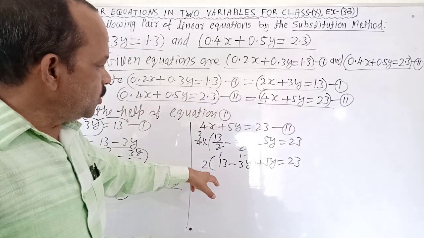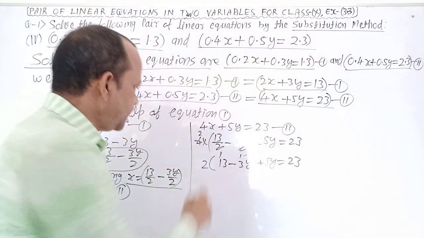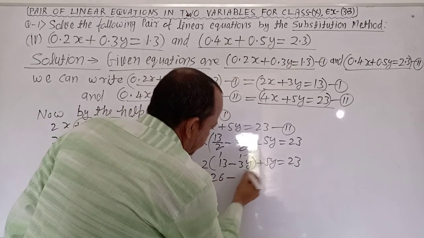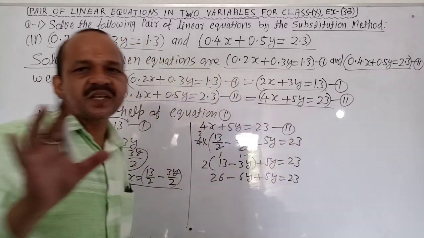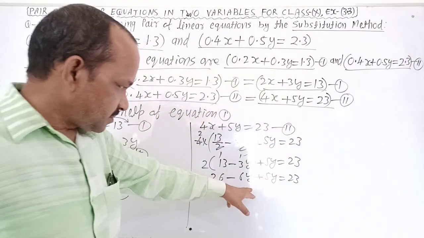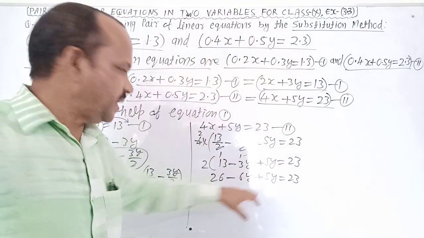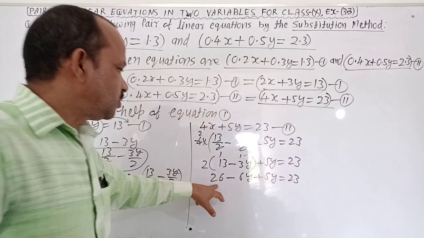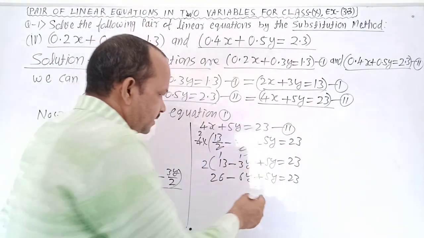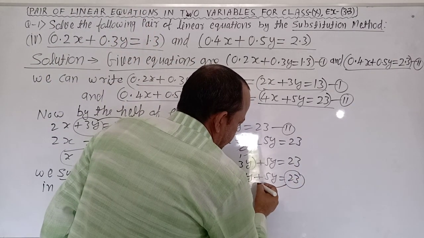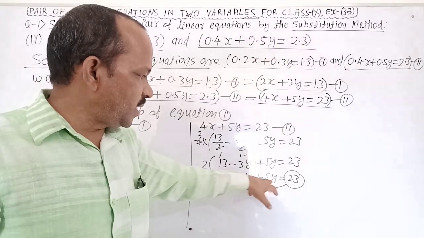Clear? You multiply by 2 in 13 and minus 3y. It becomes 13 2 ja 26 minus 3 2 ja 6y plus 5y equal to 23. Clear? Here minus 6y and here 5y. You subtract it. It becomes here 26 and here 23. You write 23 on left side of equal and subtract minus 6y and 5y.